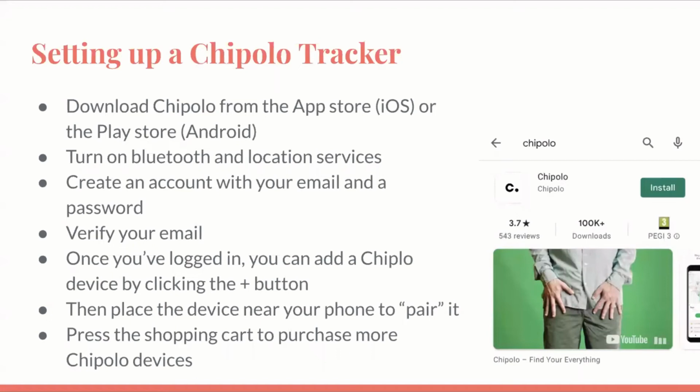Then you will have to verify your email by going into your inbox and clicking on a link. And once you've logged in, you can add a Chipolo device by clicking the plus button. Then place the device near your phone in order to pair it. And then you can press the shopping cart to purchase more Chipolo devices if you're interested in buying more trackers.